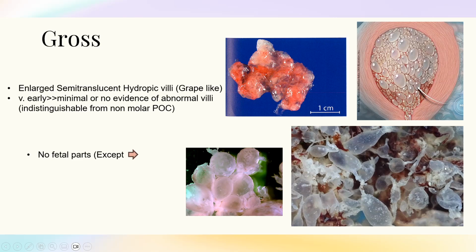On a gross picture, again, if it's really early, it would look like a regular product of conception, maybe just bloody tissue pieces. But as time goes on and the tissue progresses, it starts to give us these hydropic villi or grape-like shapes maybe. Those ones are suspended in saline, that's why they look beautifully like water drops or like grapes, okay? And we agree that we do not see fetal parts, except maybe on one condition. There's one condition when we can see fetal parts, and this is actually an interesting thing.